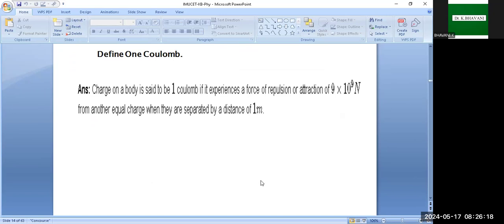And next one: define 1 coulomb. Guys, I told you already that for units and dimensions, we have to know all the parameters with the definition. A charge on a body is said to be 1 coulomb if it experiences a force of repulsion or attraction equal to a specified value when the charges are separated by a distance of 1 meter. Okay, guys.